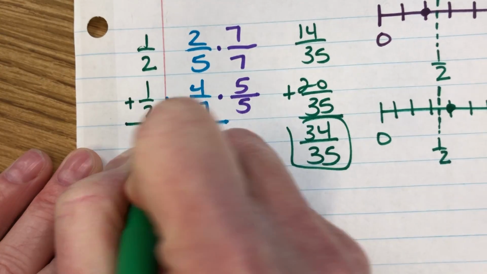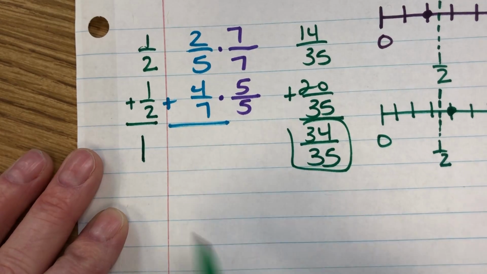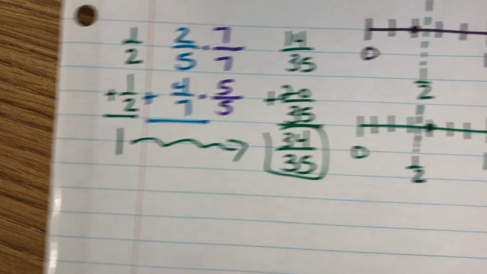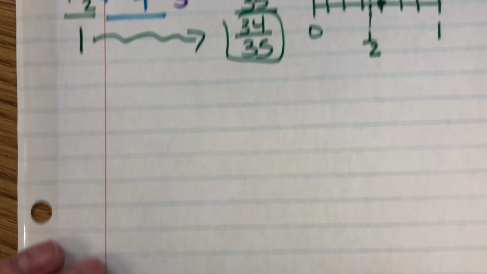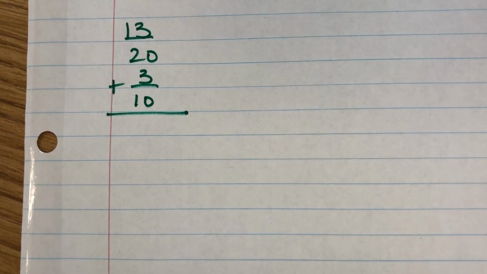That means that my estimate would be 1/2 plus 1/2, which is 1. The actual answer we got is 34/35. Is that really close to 1? It most certainly is. All right, let's try another one. So go ahead and erase and write this one down. 13/20 plus 3/10. Go ahead and solve that out and press play when you're ready.